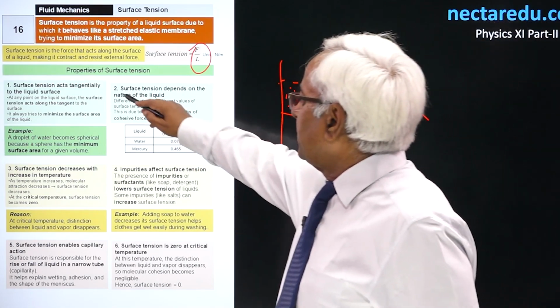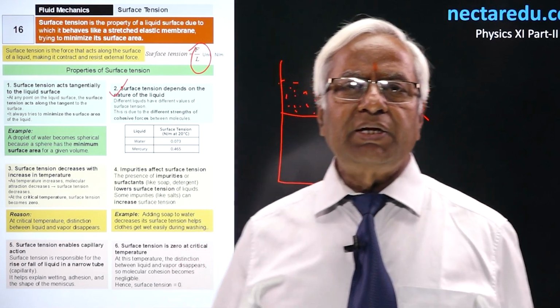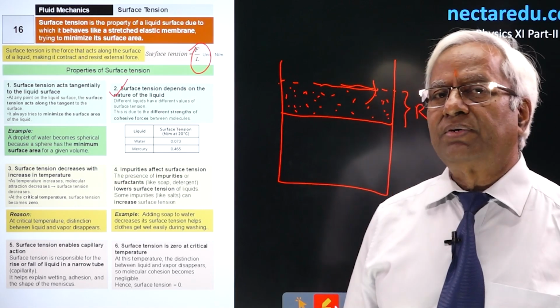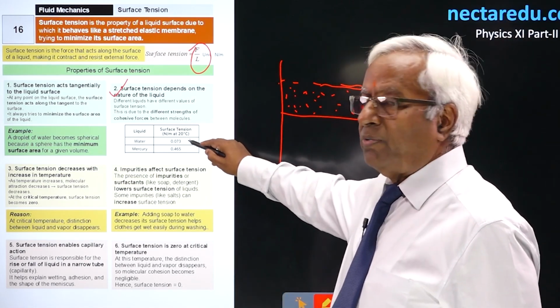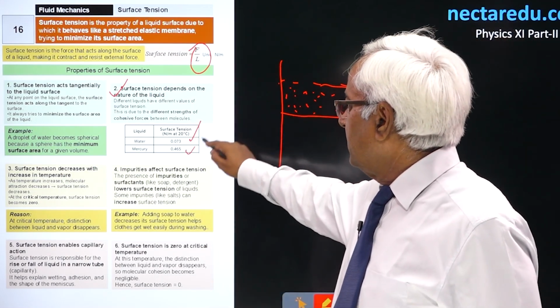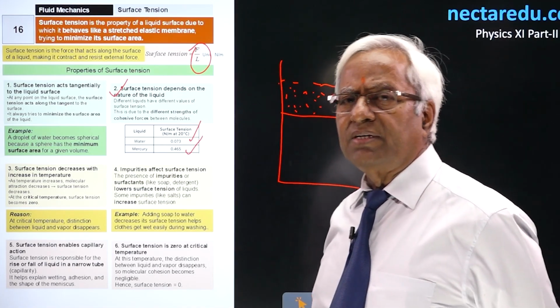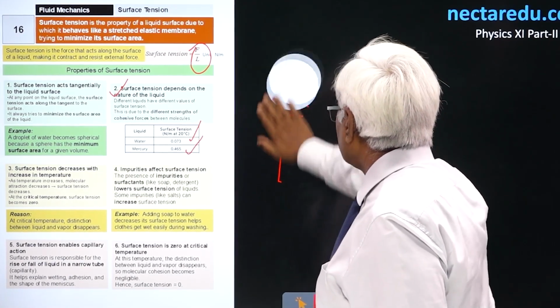Now, surface tension depends on the nature of the liquid. What does it mean? Every liquid has its own characteristic, and that way its value of surface tension is also variable. For example, for water, this is 0.073 in SI, whereas that for mercury, it is 0.465. Surface tension is affected by temperature also.